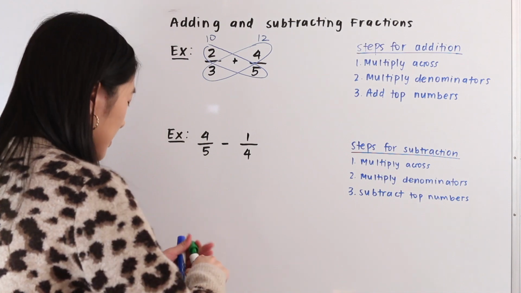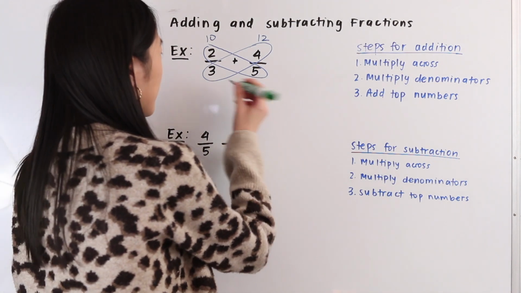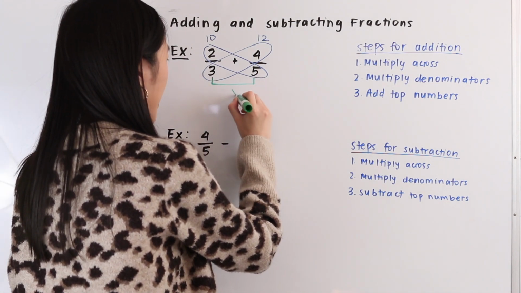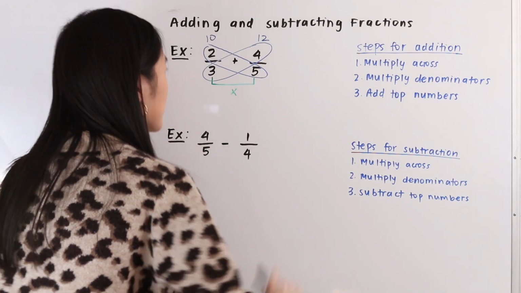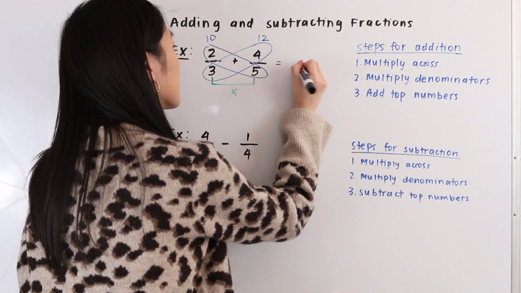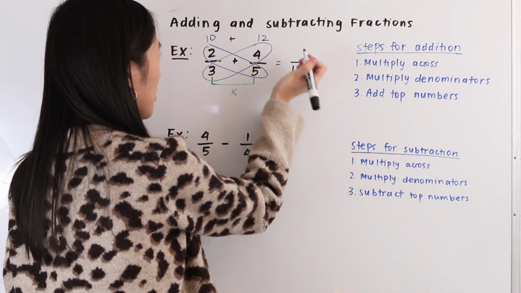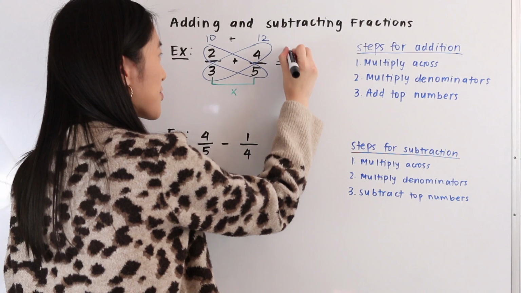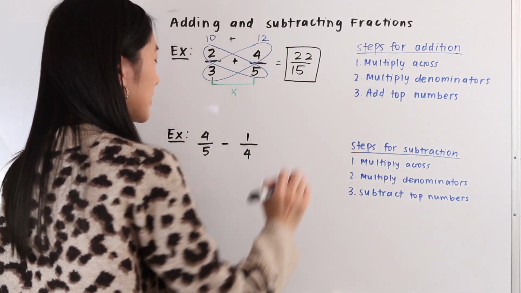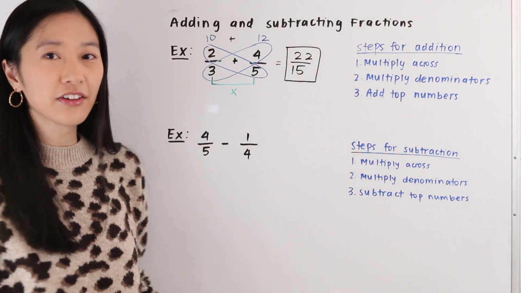The next thing that we are going to do is multiply our denominators. So we have 3 times 5, which is equal to 15. And the last thing that we need to do is add our top numbers. So we have 10 plus 12, which is equal to 22. So here we have 22 over 15. And now let's take a look at subtraction.